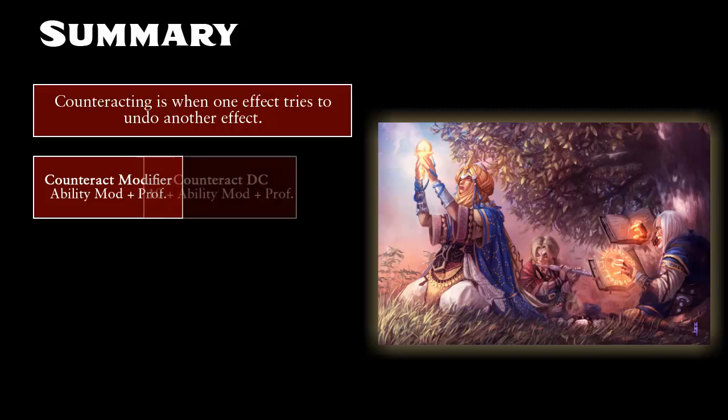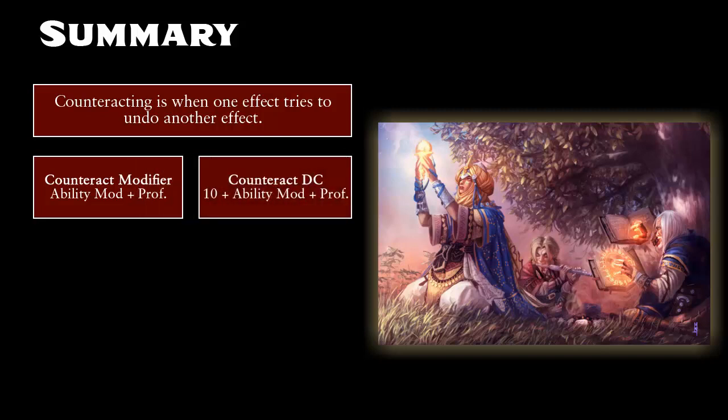The counteract check is challenged by the target effect's counteract DC. If the effect being negated is a spell, then the counteract DC will be equal to the spell DC of the creature who cast the spell. And spell DC is equal to 10 plus that character's spell attack bonus.